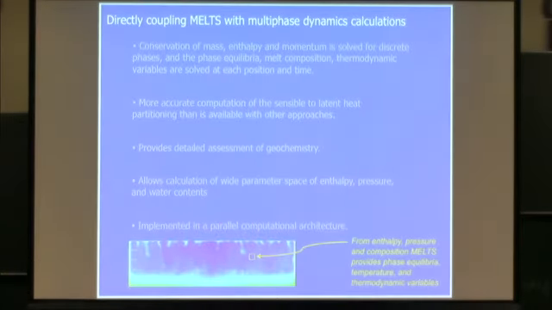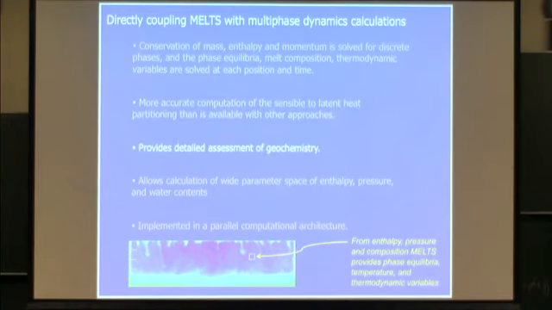Okay, so we have these conservation equations. I think one of the advantages we mentioned is that we can use MELTS to calculate latent heats because they're not constant. Everything we'd been doing before this was assuming constant latent heat. But they're not.